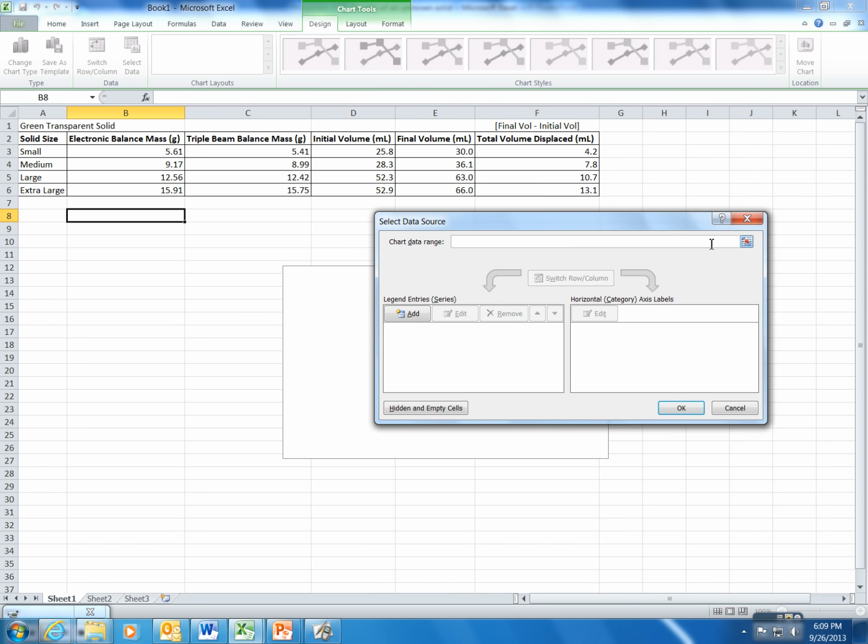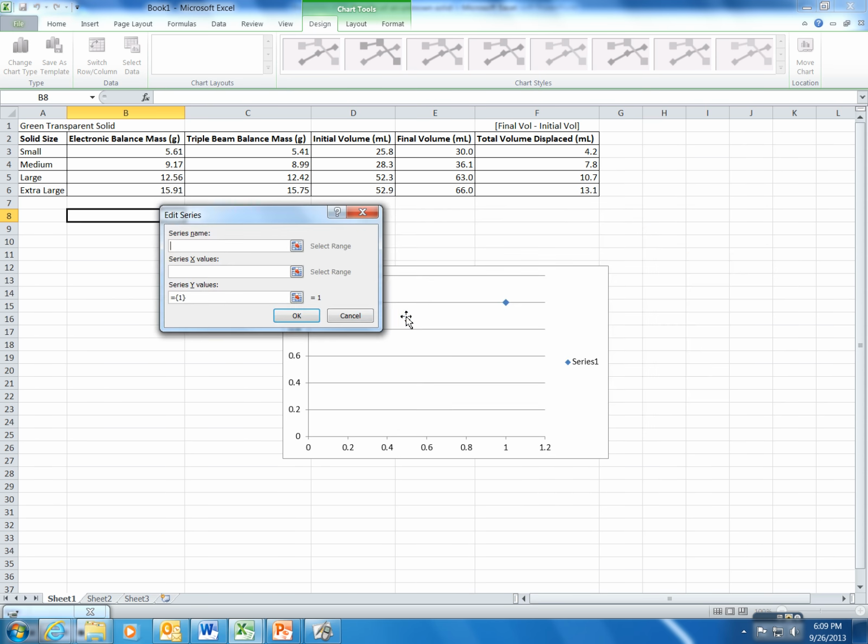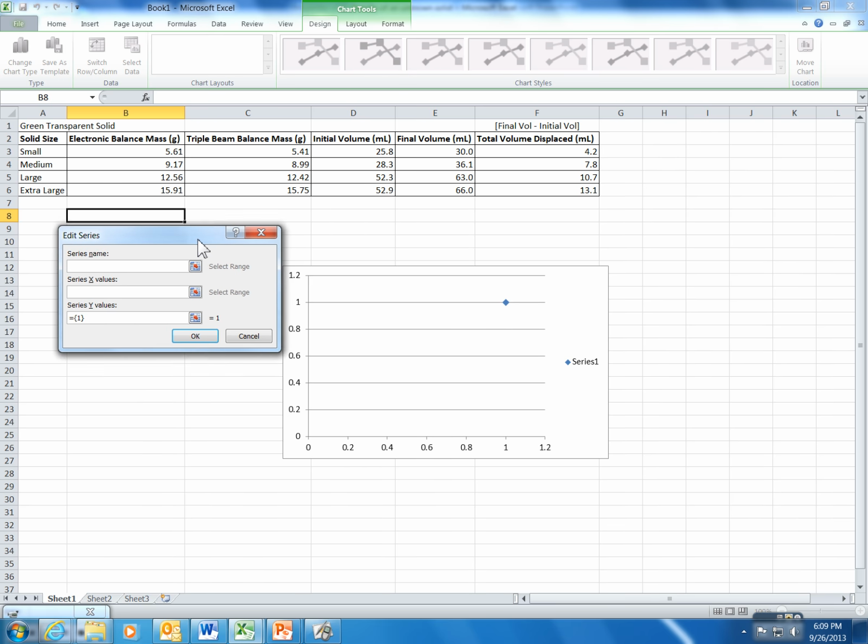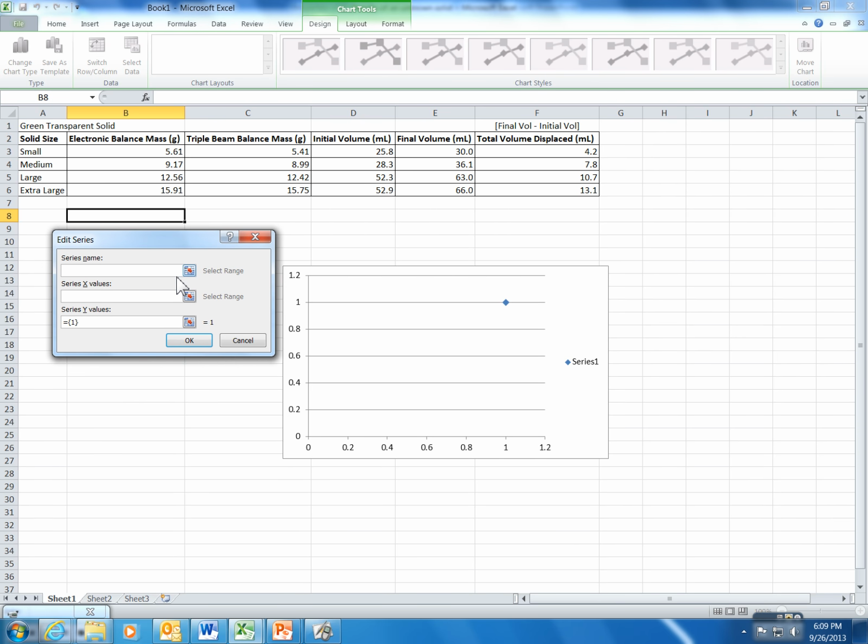And you have the chart data range, which is just something that I don't care about, so you don't need to care about either. What you care about is the legend entries series, or this is where we say, these are the graphs that I want to make. And so we're going to add a graph in, so we're going to press the add button. Next pops up a new window, and it tells me what do you want your series name to be. And so this is where I describe which graph I'm doing. And since I'm graphing two graphs in the same, or two lines in the same graph, I need to distinguish them. So I need to have a name for it.